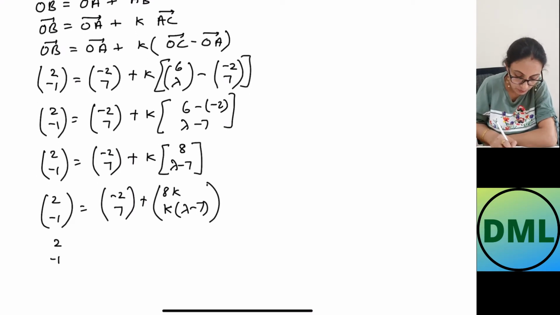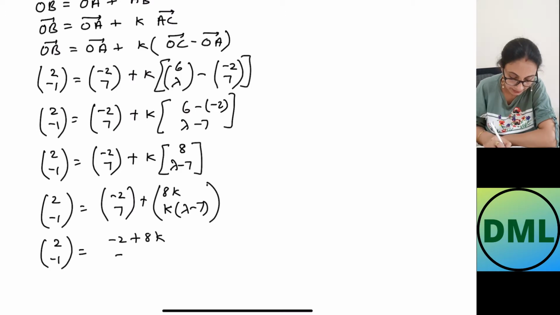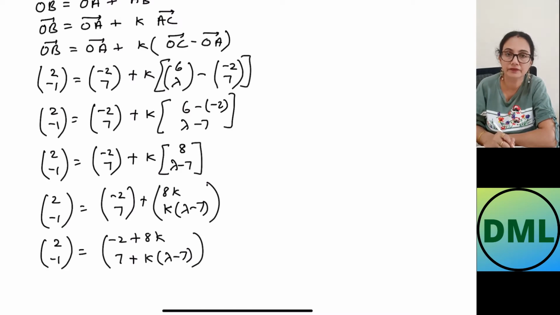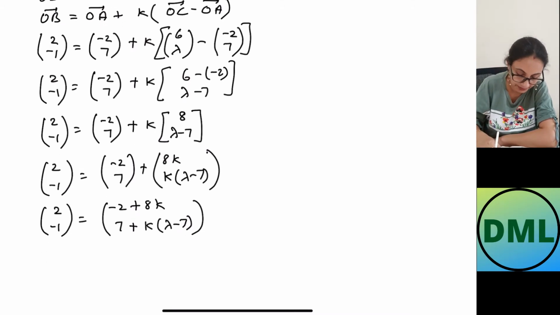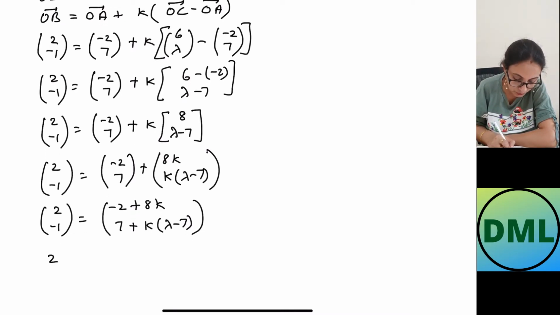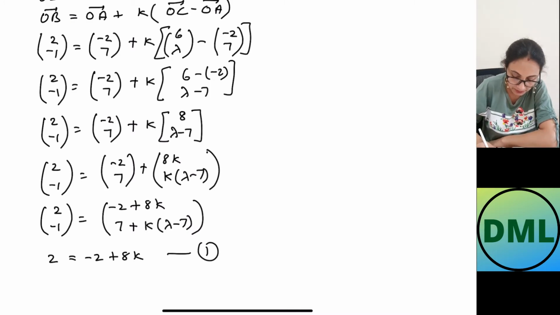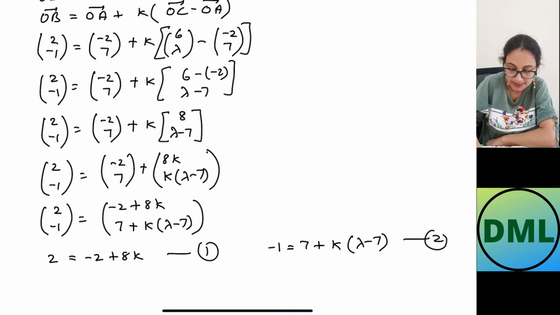That can be written as 2 minus 1 is equal to minus 2 plus 8K, 7 plus K times lambda minus 7. So I can compare the left hand side with I and J separately. So it will be written as 2 is equal to minus 2 plus 8K. This is my first equation. And minus 1 is equal to 7 plus K times lambda minus 7. This is my second equation.